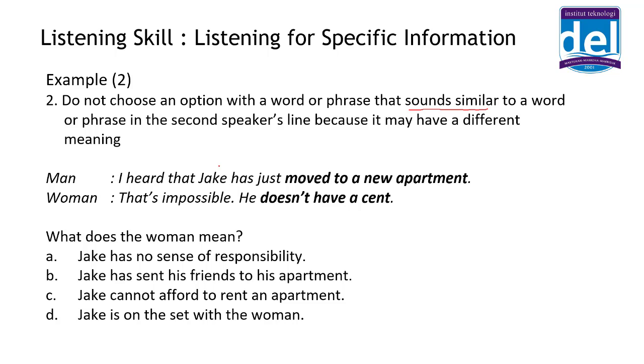I heard that Jake had just moved into a new apartment. And the woman said, that's impossible. He doesn't have a cent. So what does "he doesn't have a cent" mean? It means that he has no money. So it equals with no money at all.